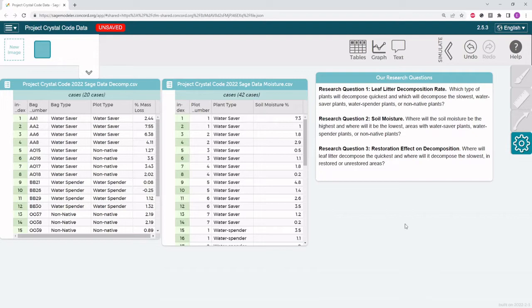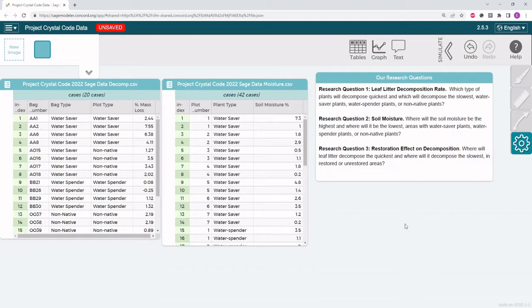Today, we're going to look at how we can use the data that we collected to answer some of these research questions. So let's step back and take a quick reminder of what these research questions are. Research question 1 revolves around leaf litter decomposition rate, where we are looking at what type of plants will decompose the quickest and which types of plants will decompose the slowest. Water saver plants, water spender plants, or non-native plants.